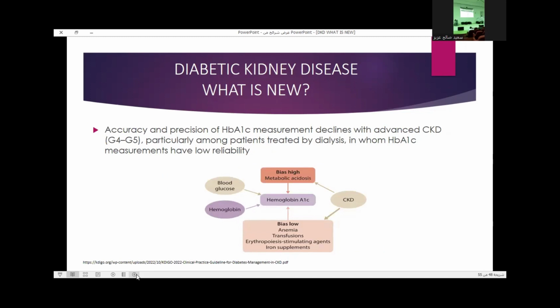So a target for the hemoglobin A1C of less than 6.5 or less than 8 is fitting for the patient with chronic kidney disease, but we don't prefer it for the patient who have an advanced kidney disease or patient who are on dialysis. Because from a previous lecture, we talked about some of the factors that can play a role in a false increase or decrease of the hemoglobin A1C. Chronic kidney disease is associated with many of these factors. So it can have a high bias if the patient has metabolic acidosis, and it could be associated with a low bias if the patient has anemia or is using an erythropoiesis-stimulating agent.